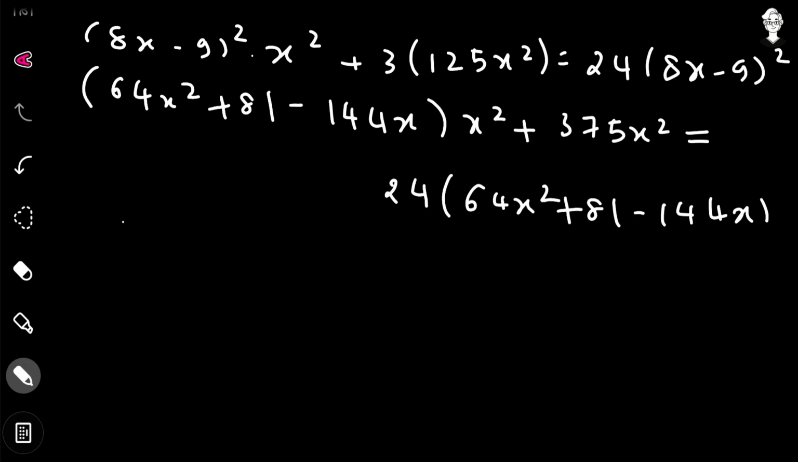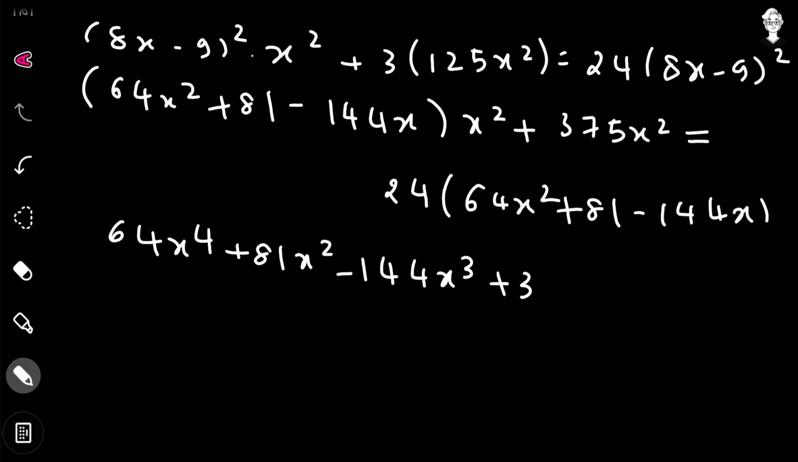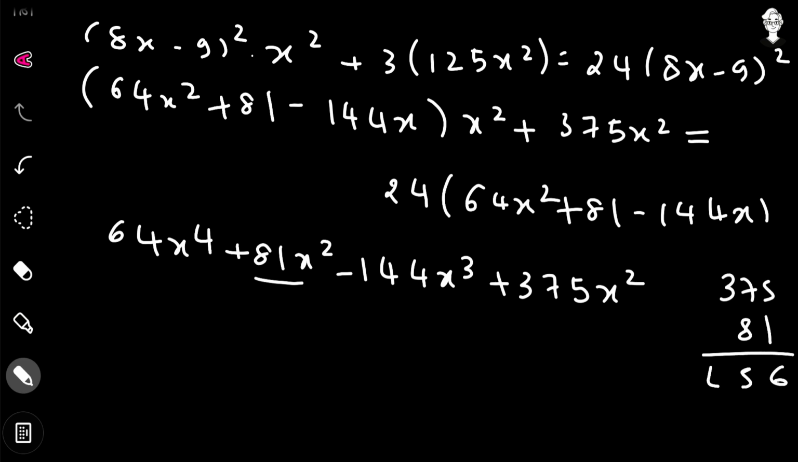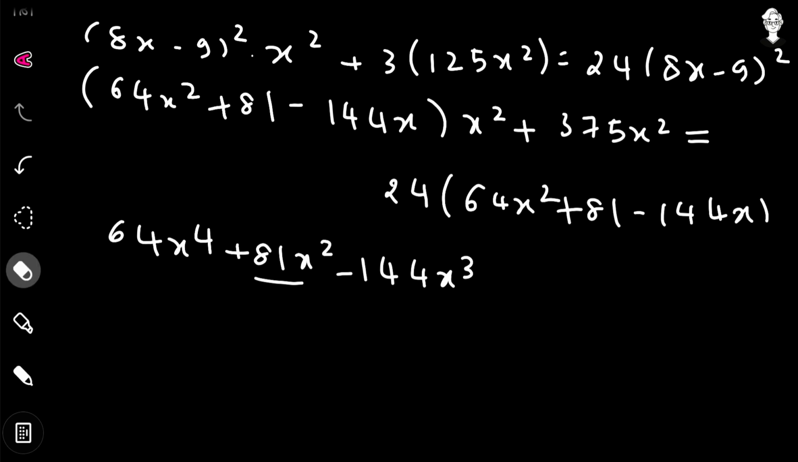So the first thing that we need to do is open the bracket with x². So 64 times x to the power 4 plus 81x² minus 144x³ plus 375x². So here we have the LHS, and we can see that 81x² plus 375x² can be added. So 375 plus 81 is 456. I'm just removing these and adding them together and directly writing 456.